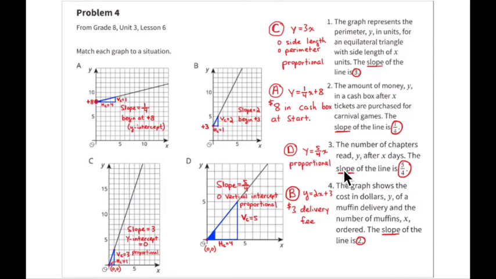When they start, they haven't read anything in the book yet. So they're reading 1 chapter plus 1/4 of a chapter each day, which is 5/4 of a chapter. 2 days, it's going to be 10/4. 3 days, it's going to be 15/4, and so on.